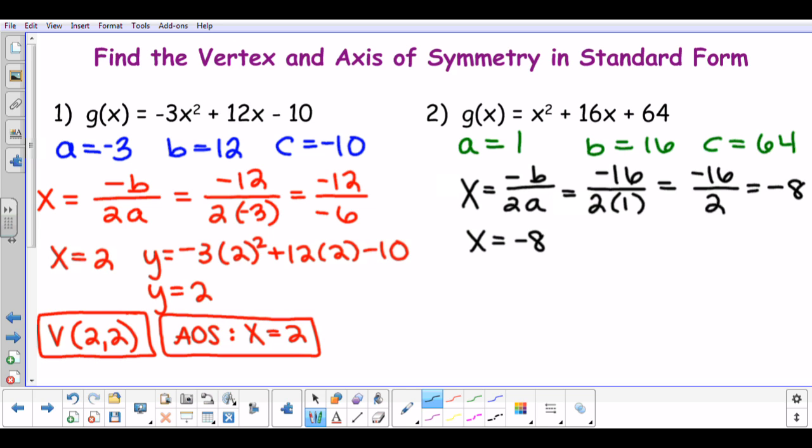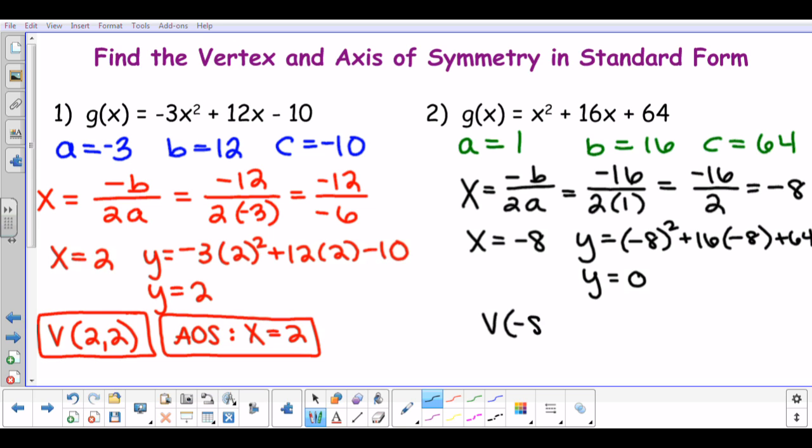To find the y-coordinate, I'm going to plug in. So I'm going to take -8 squared plus 16 times -8 plus 64. I'm going to plug that into the calculator to find my y-coordinate. It gives me a y-coordinate of 0. So my vertex is at -8, 0. And then to find our axis of symmetry, it just goes through the x-coordinate of the vertex. So my axis of symmetry will be at x equals -8.